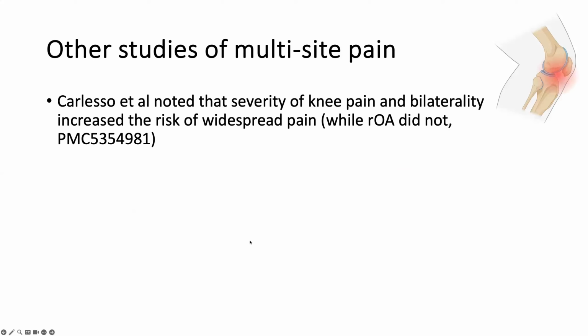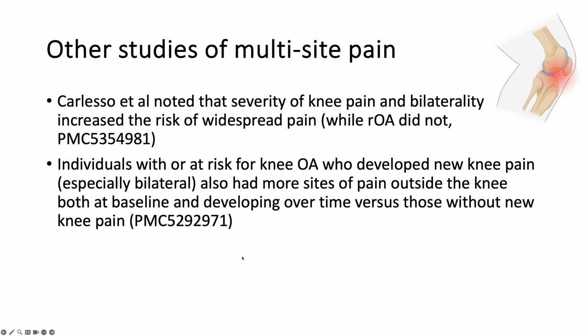There have been other studies of multi-site pain that I want to bring your attention to. You can look at these. I put the PubMed Central IDs because those are publicly available. Lisa Carlesso and the group noted that severity of knee pain and the bilaterality of knee pain increased risk of having widespread pain. So knee pain, regardless of what else is going on, over time, those people were more likely to develop widespread pain, which just means pain in multiple sites like we've been talking about. Individuals who were at risk or already had knee osteoarthritis who developed new knee pain also developed more sites of pain outside the knee.